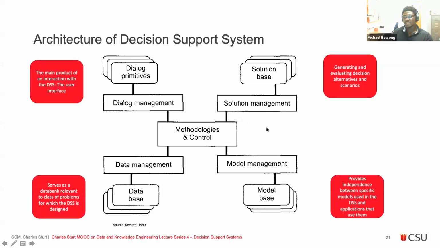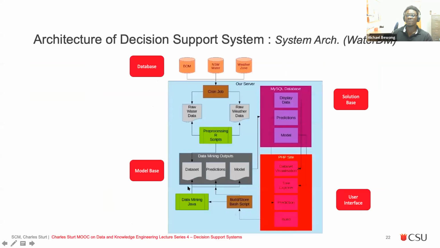Now, as I've mentioned, we'll look at how all these components are reflected in the case study for WaterDM. For WaterDM, we see that the database is represented as data from the Bureau of Meteorology, New South Wales weather zone, and so on and so forth. Now, on the local server side, there's a scheduler. Here we call it a cron job. That is nothing but a scheduler that collects data from these data sources periodically. And then it splits the data into whether it relates to raw water or it relates to weather.